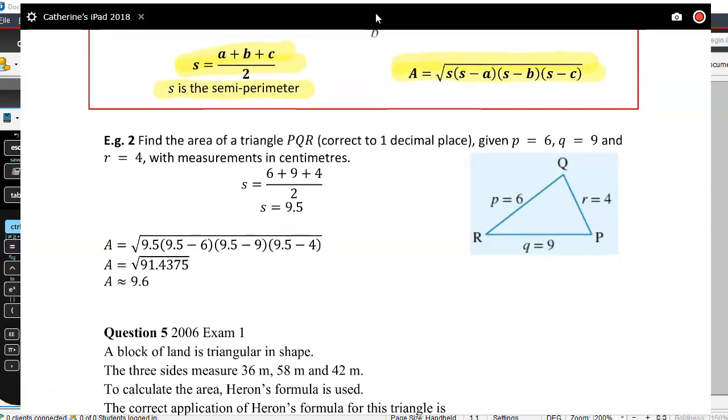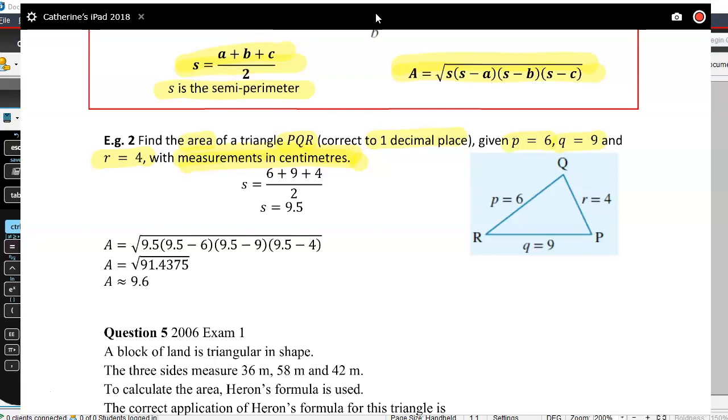So here, this example: find the area of triangle PQR, correct to one decimal place, given P equals 6, Q equals 9, and R equals 4, and all these measurements are in centimetres. Please make note that whenever you're doing any of these calculations, all of your units have to be the same. It sounds really obvious, but if one's in centimetres and another's in millimetres, then you're going to get a mismatch. It's not going to work. You have to have them all the same unit.